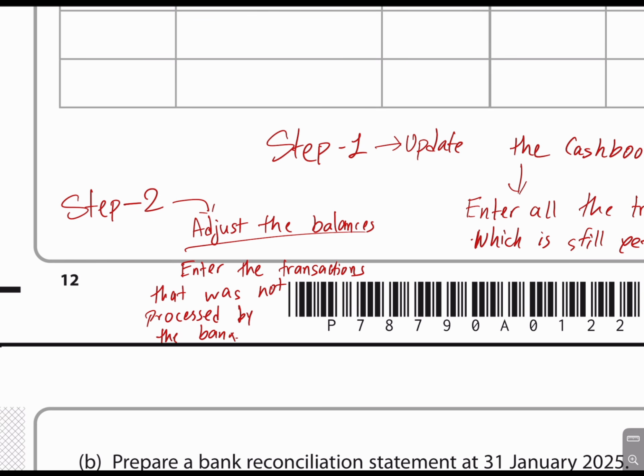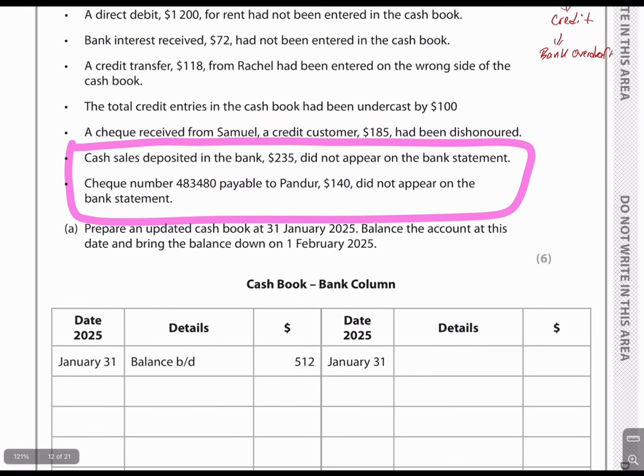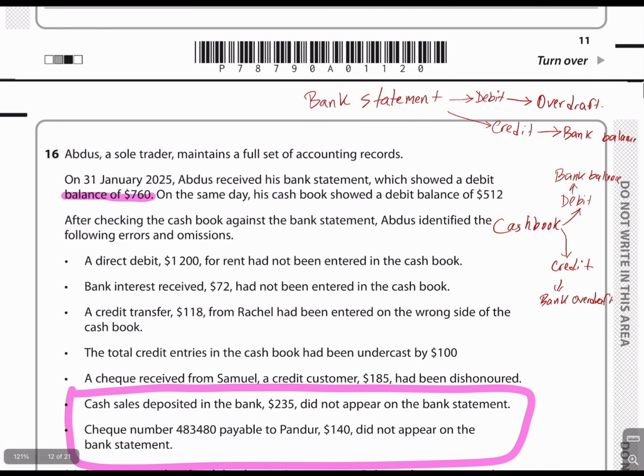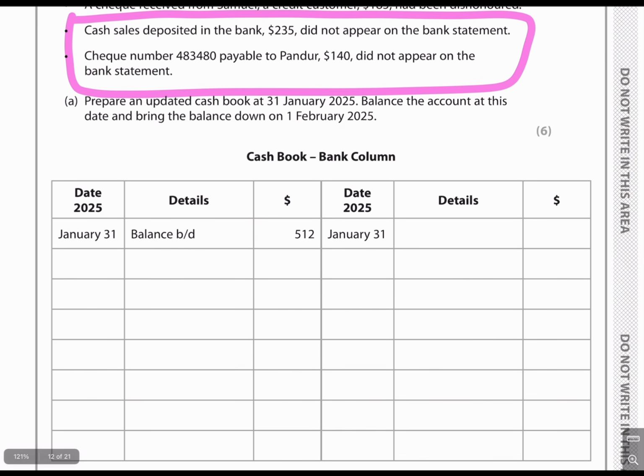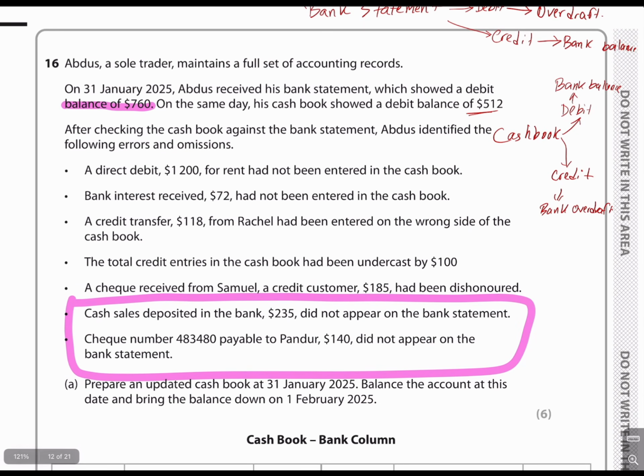A simple thing. Now let's start first with the cash book. Let's see what are the amounts that were not entered in the cash book. Firstly, we have a balance BD, 512. It's given already. Now we will update our cash book. How? A debit of 1200 for rent had not been entered in the cash book.